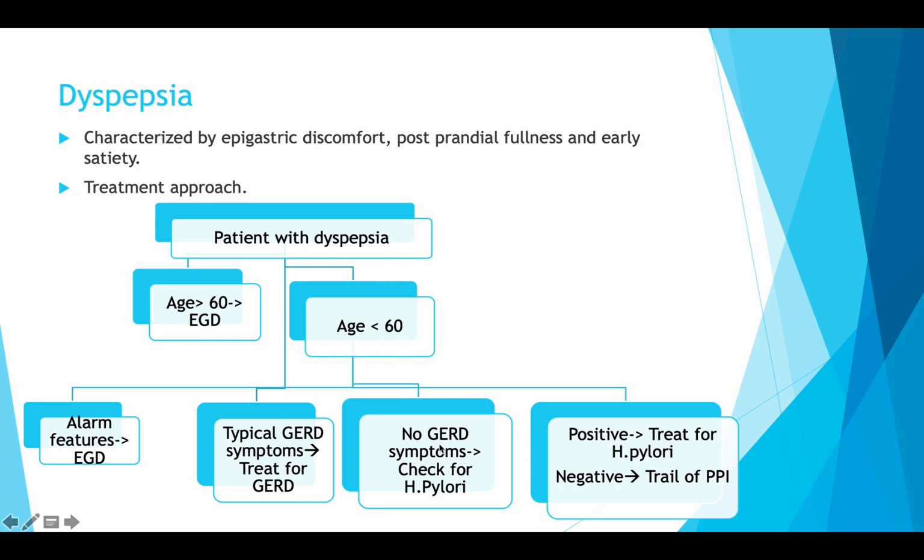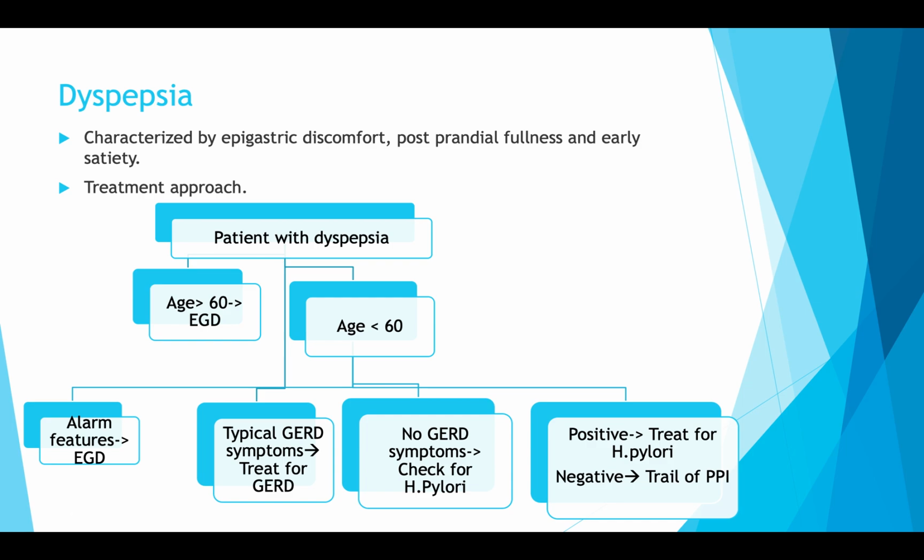pylori. Depending upon the H. pylori results, if H. pylori is positive, obviously you treat for H. pylori. If it's negative, then you can give a trial of PPI. So again, this is the algorithm. Once again, I'm going to go over it because it's very high yield.